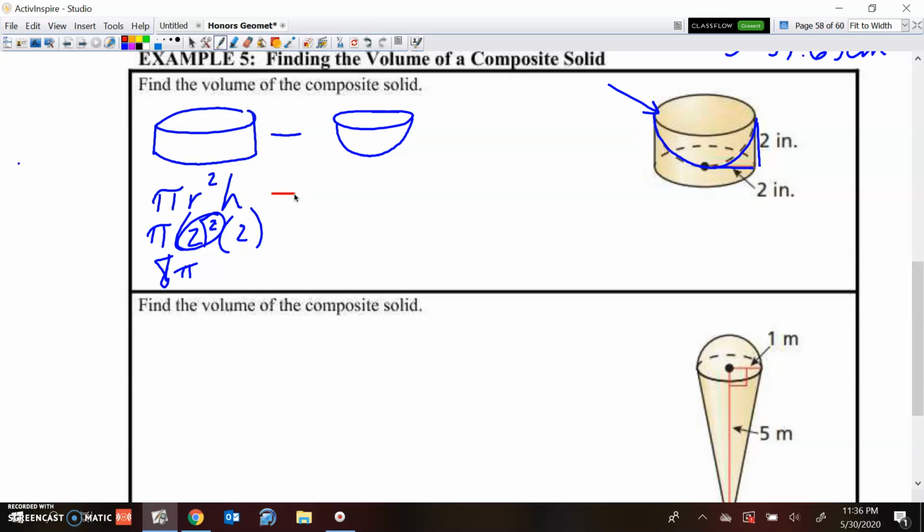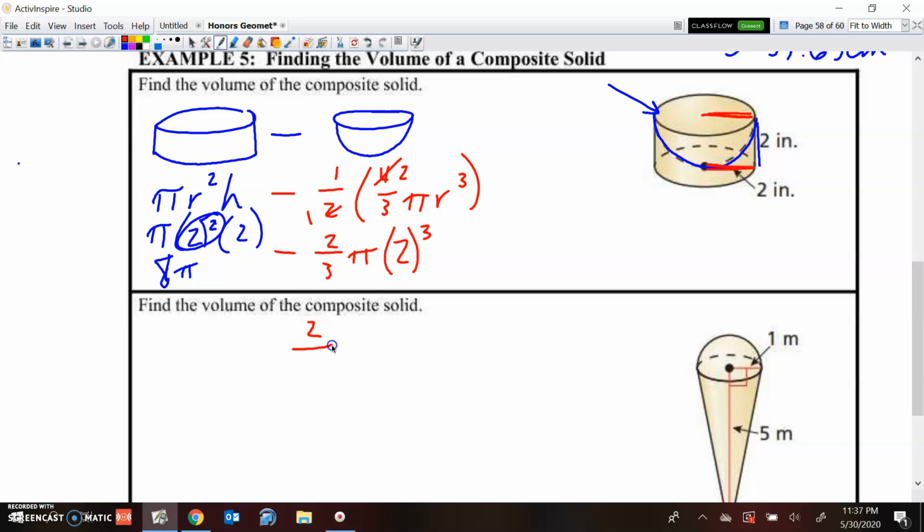Now this is a half of a sphere. So instead of it being 4/3 pi r cubed, it's a half of 4/3 pi r cubed. I want half of it. And I can do a little simplifying here, so it's going to give me 2/3. So I'm going to subtract 2/3 pi, and my radius here is still 2. It's still the radius of that sphere, so 2 cubed. So 2/3 pi, 2 cubed is 8. Multiplying straight across, 2 times 8 is 16, so I get 16/3 pi.